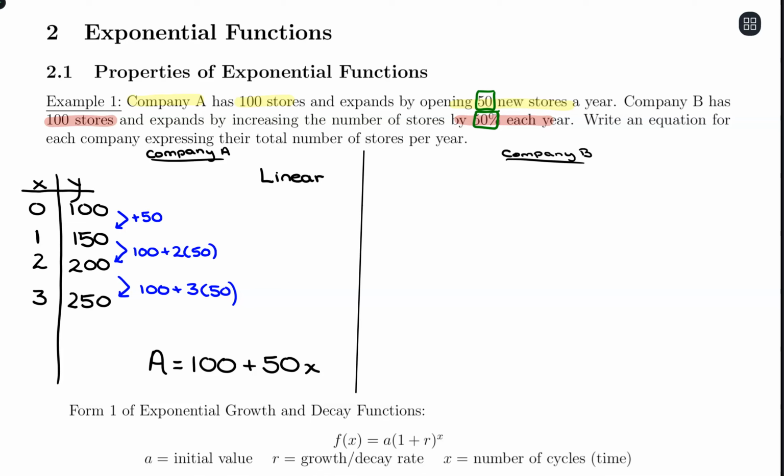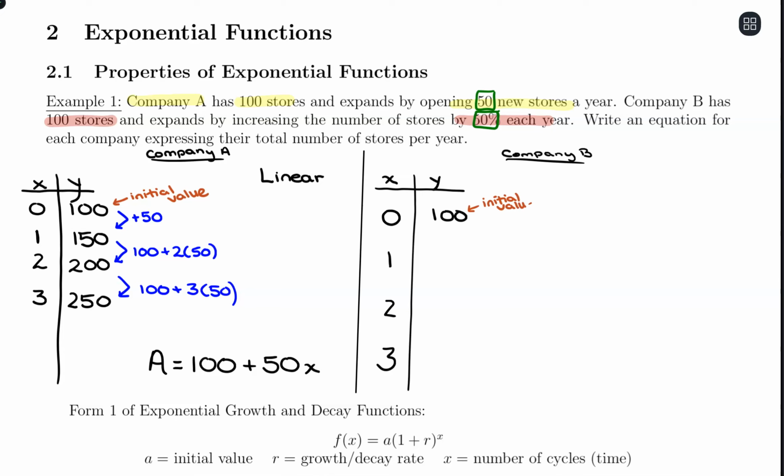So company B, let's see the behavior here, looking at those same years 0 through 3, and see if we can get an idea of the behavior that's occurring. I'm going to have X and Y on my table, with years 0, 1, 2, 3. In year 0, we have 100 stores. So we have this idea of initial value for both of these. For company A, that initial value is working as our y-intercept. Same thing here, it's also a y-intercept. It's just not going to fit the y equals mx plus b form.